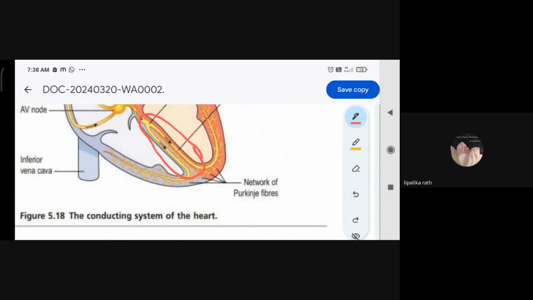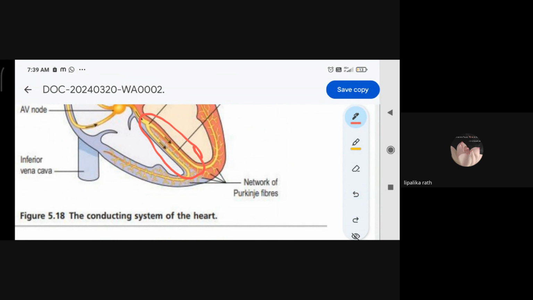So this bundle of His, the word His came from the scientist who I think discovered this bundle, he put his name on this bundle. So, bundle of His.